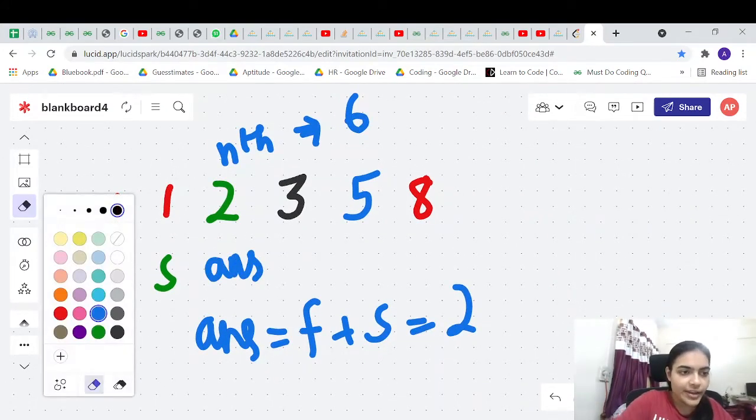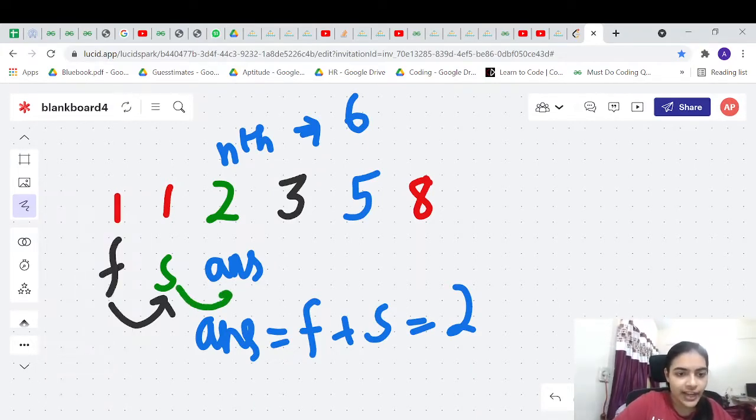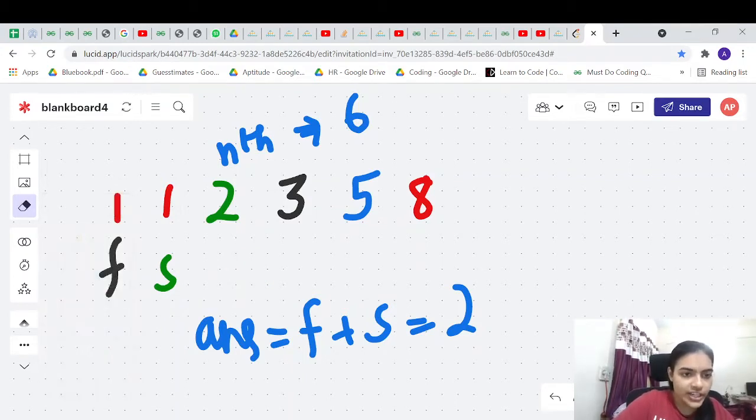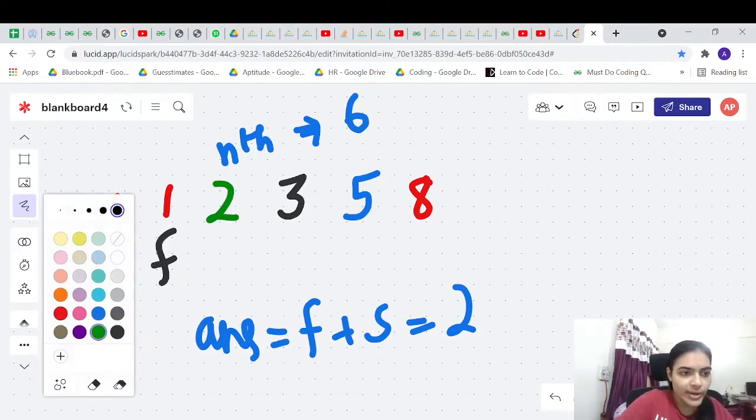Now what I do, for the next iteration, I shift first, and then I shift second. Okay, so I move both of them. So what do I mean by that? Initially my first and second were here. I move my first here and I move my second here.